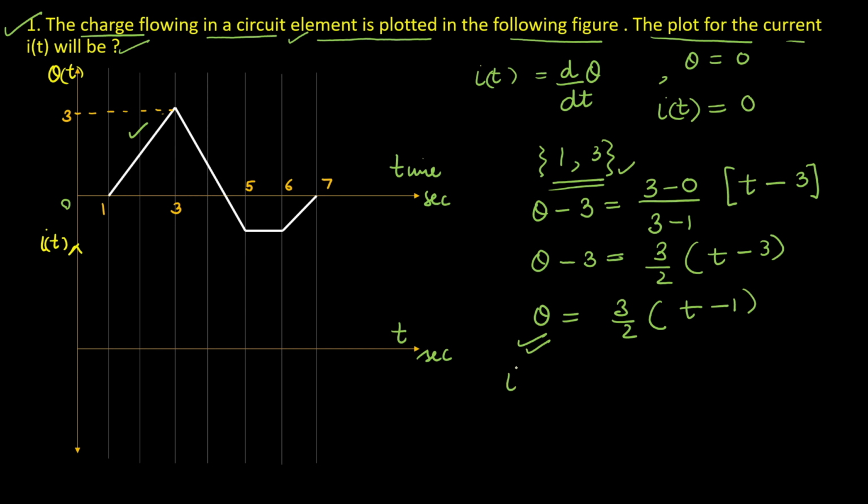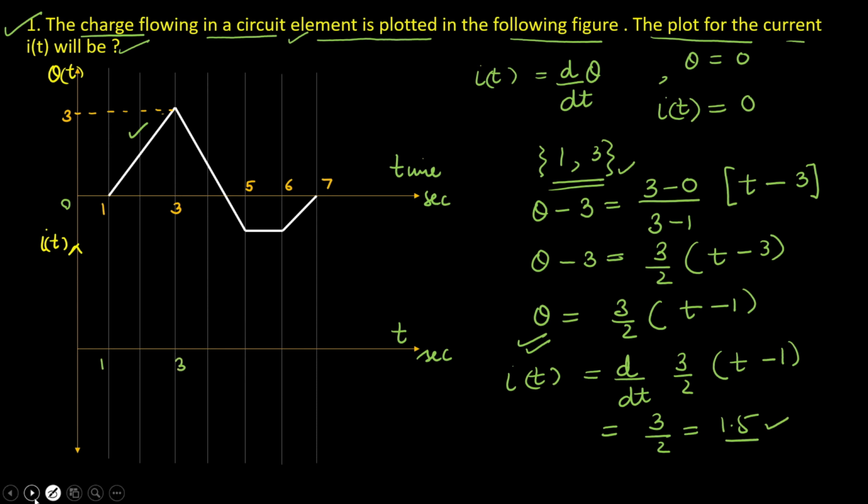So the value of the current I of t will be equal to the differential of this, d by dt of (3 by 2 t minus 1). That comes out to be 3 by 2, which is 1.5. So between the interval 1 to 3 we are getting a straight line with a magnitude of 1.5 amperes.